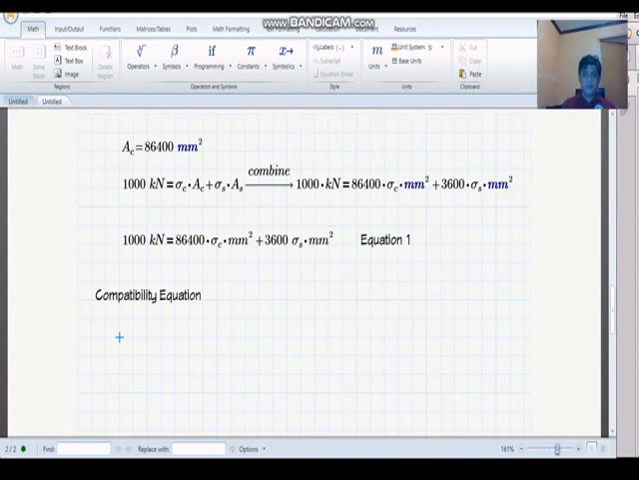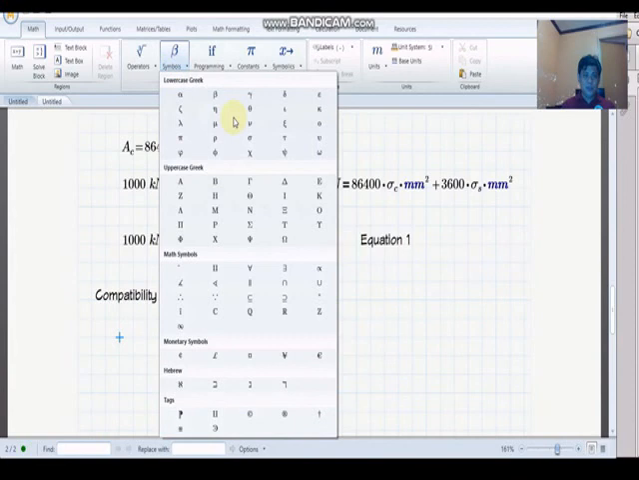Now, since the forces are evenly distributed between the two materials, it's safe to assume that the deformation of the concrete and the deformation of the steel will be equal. So they are compressed by the 1000 kilonewton, and they will deform an equal amount. Together they are being compressed by the 1000 kilonewton, so the deformation should be equal.